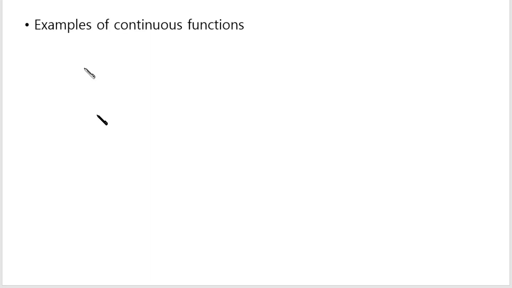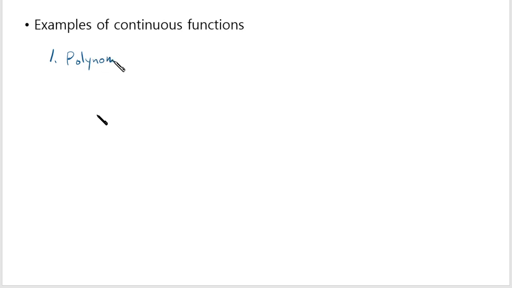So far we learned about what continuity is, and we learned about types of discontinuity. But all this discussion would be useless if you didn't know examples of continuous functions. So let me list functions that we know of that are continuous. The easiest ones are polynomials.